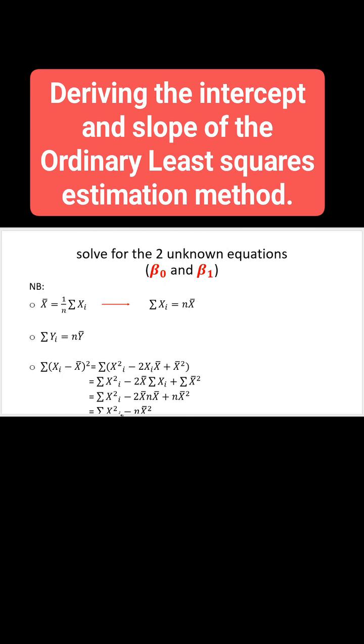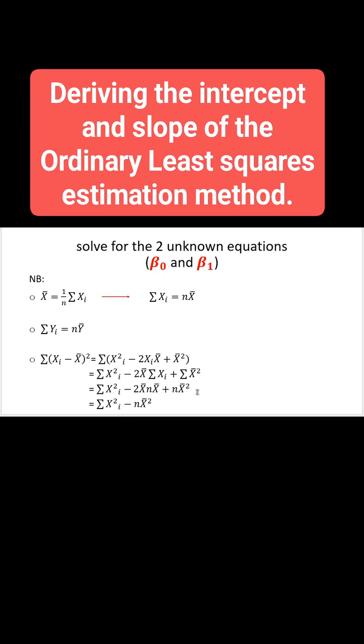I've compiled this just for us to first get a better understanding before we move to the second section, where we'll be finding the exact values of beta 0 and beta 1. It's important to note that x bar is equal to 1 over n times sigma xi, which can also be written as sigma xi equals n x bar, right? Our second thing that we must note is that sigma yi is equal to n y bar, right?